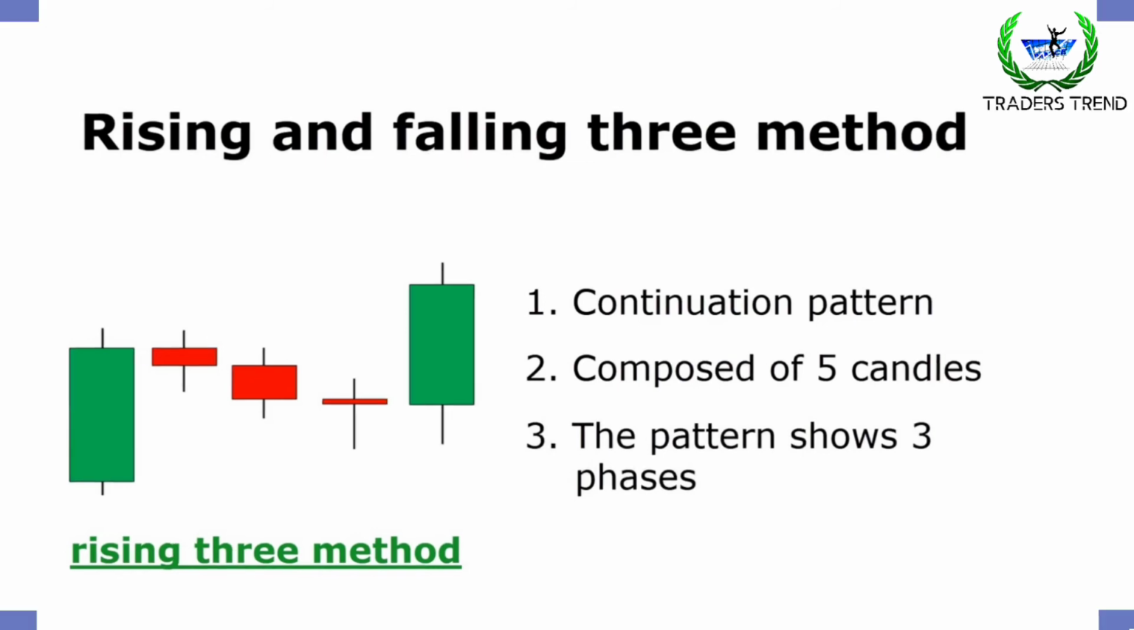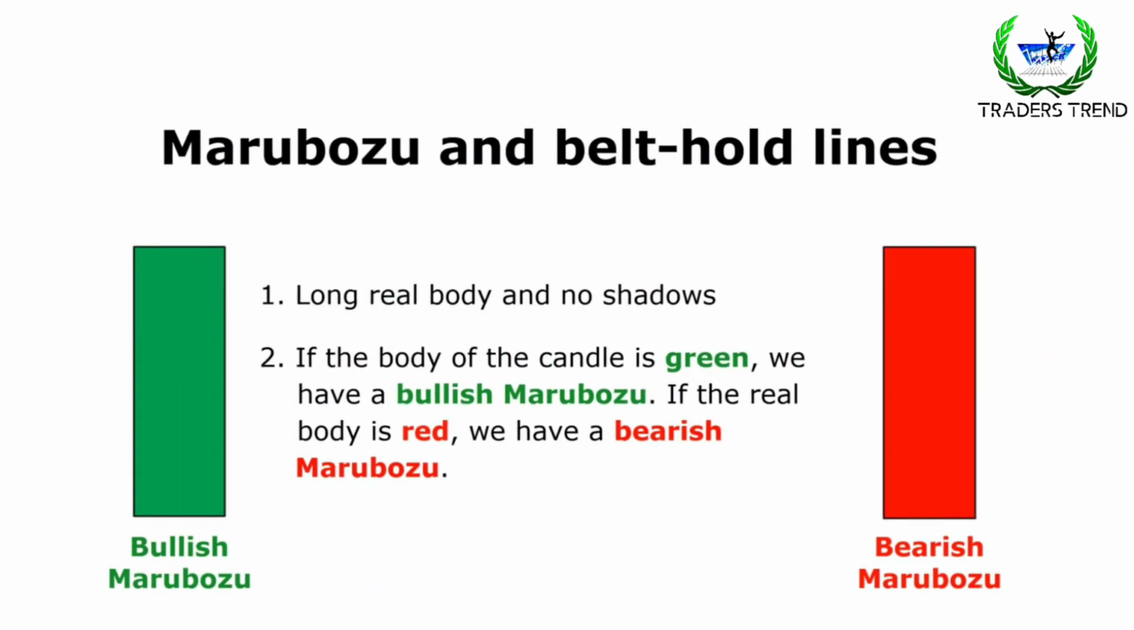And the next one is the Marubozu candle. It is a very big candle. There is no wick at the bottom and top. It is a long real body with no shadows. If the body of the candle is green, we have a bullish Marubozu.